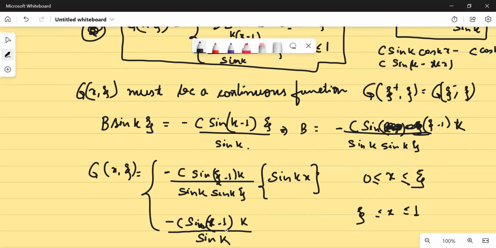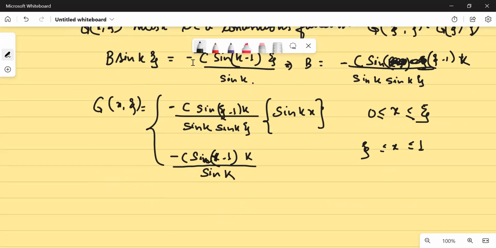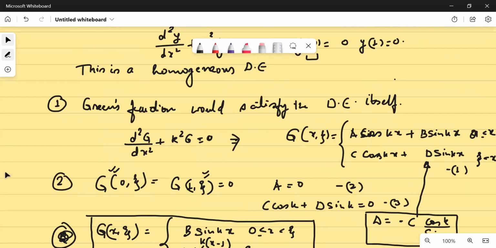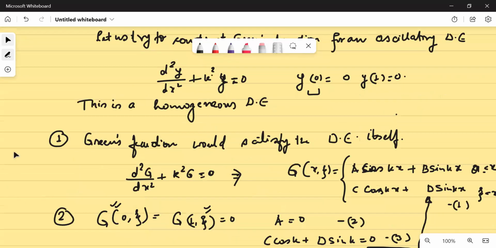Till now, I think everything has been done. Now the other condition: what does that imply? It implies that the first order derivative of G with respect to x, at zeta minus and at zeta plus, if I subtract them, there should be a jump discontinuity, equal to minus 1 upon p naught zeta, where p naught is the coefficient of the highest order derivative. The highest order derivative coefficient for an oscillatory equation, as I'm giving it, is 1.